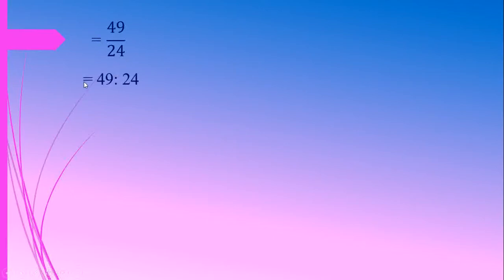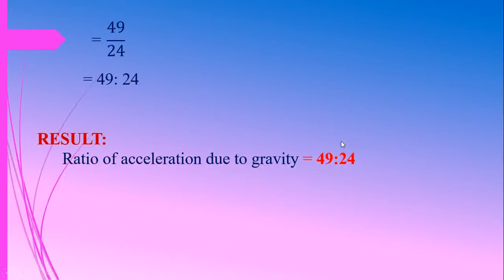So, we have to write it as a ratio. Our question is to find out the ratio of acceleration due to gravity. So, the ratio of acceleration due to gravity is 49:24.